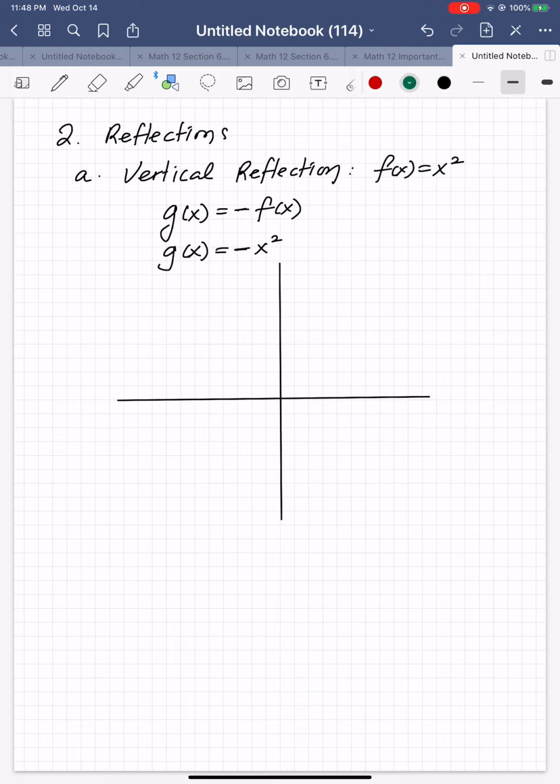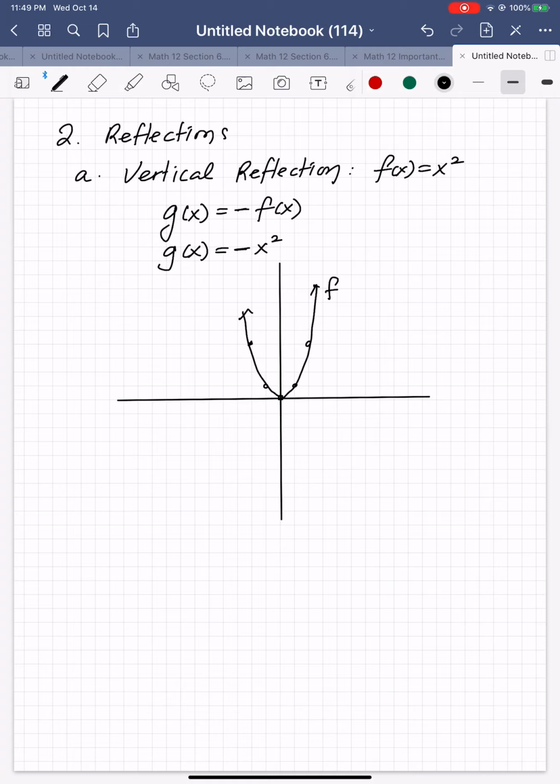So graph g from f. The f function points are (0, 0), (1, 1), (2, 4), (-1, 1), and (-2, 4). So these are the f function points. I need to connect it as a curve, which is right here, and this is the f function. Now what I do is make it upside down.